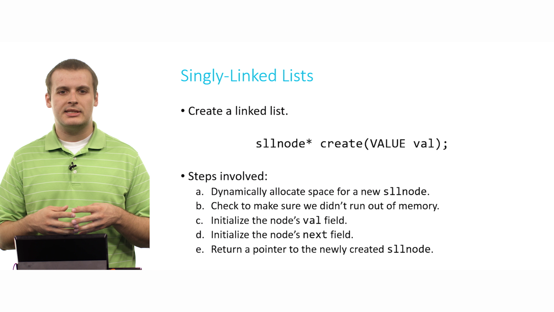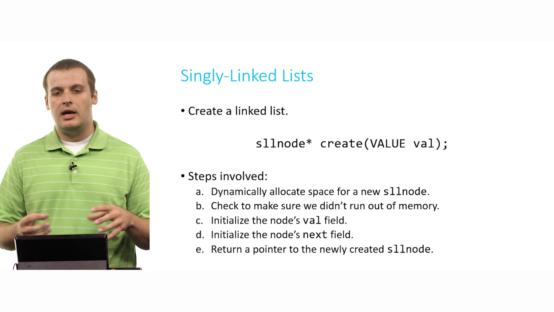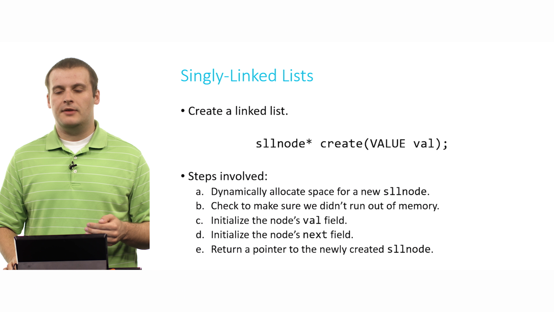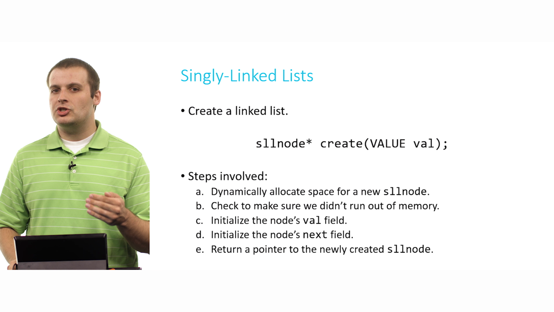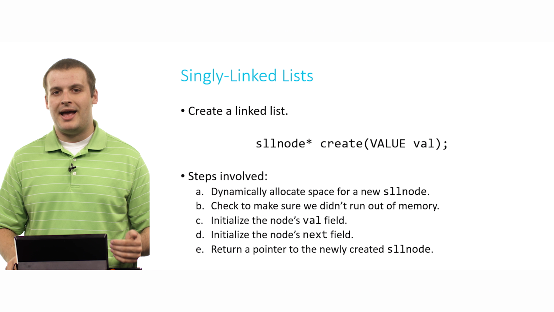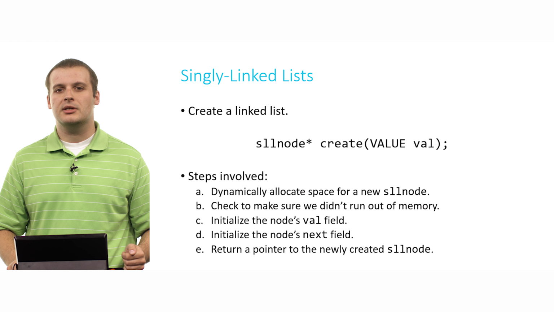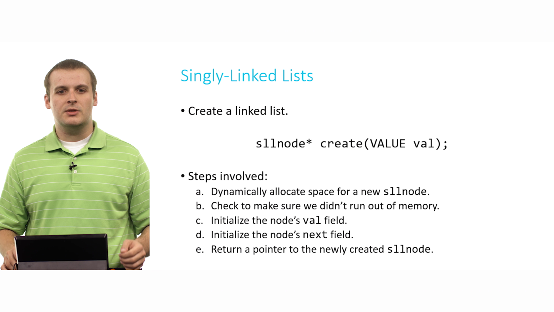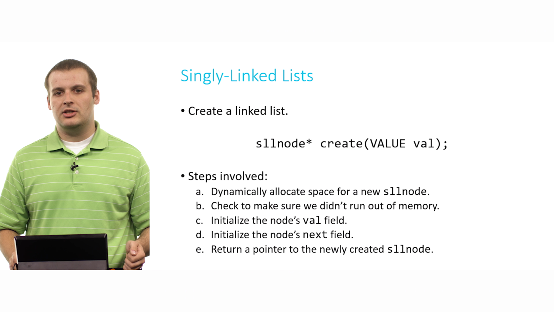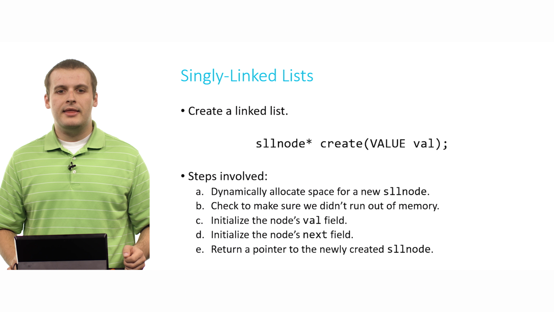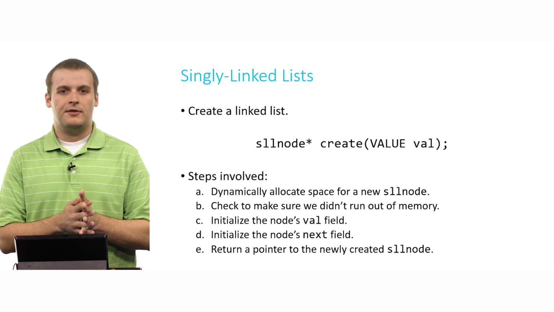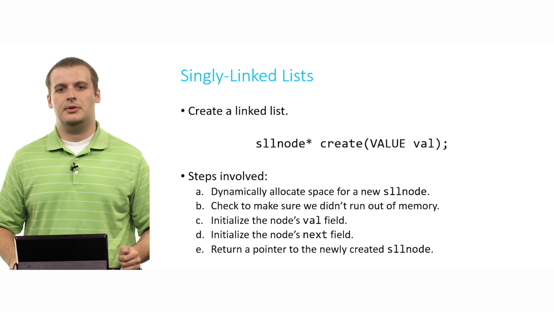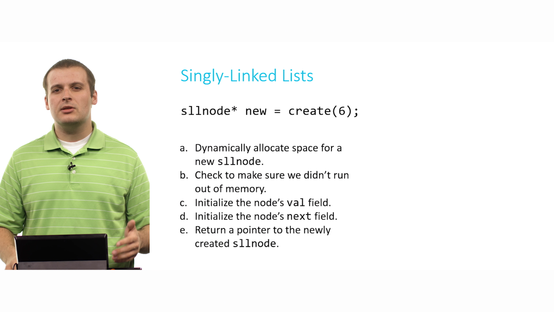Well, first thing we need to do is dynamically allocate space for a new node. Again, we're creating it out of thin air, so we need to malloc space for it. And of course, immediately after we malloc, we always check to make sure that we did not get back null, because if we try and dereference a null pointer, we're going to suffer a seg fault, and we don't want that. Then we want to fill in the fields. We want to initialize the value field and initialize the next field. And then, as the function prototype indicates, we want to return a pointer to an SLL node.